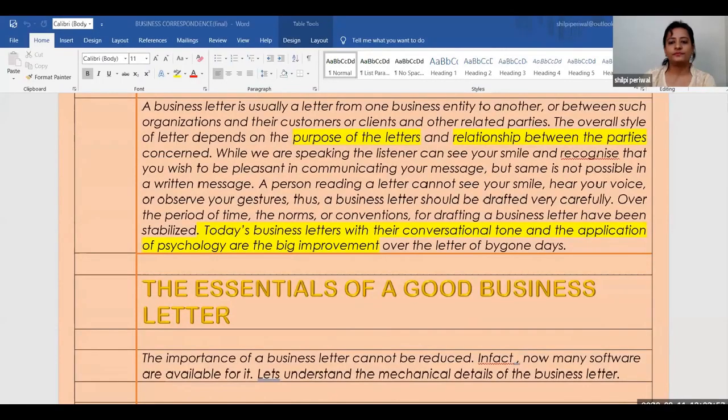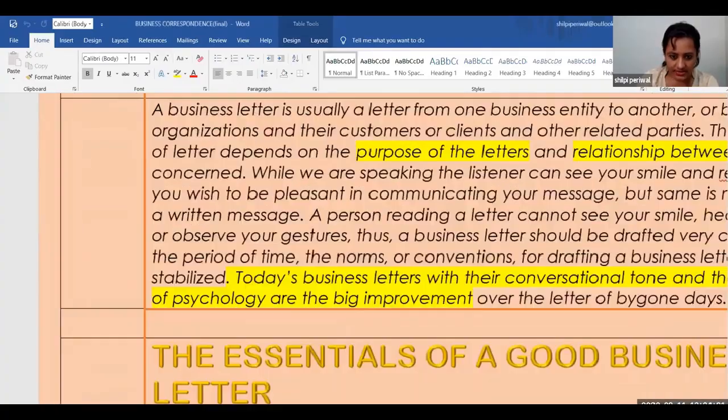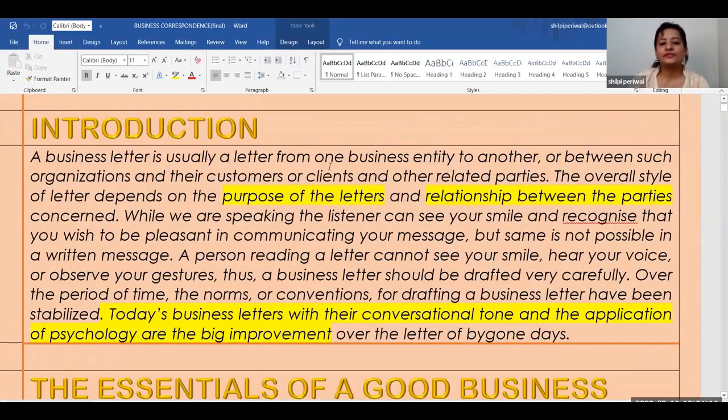Okay, so let's start off with the next chapter, guys, and that is business correspondence. A business letter is a letter from one business entity to another. The purpose of the letter is about the relationship.